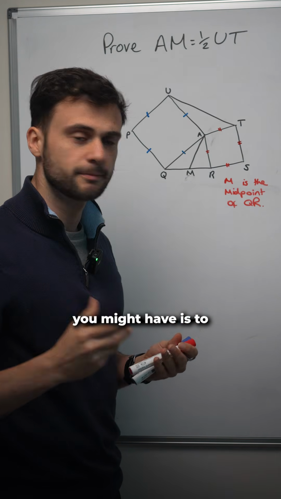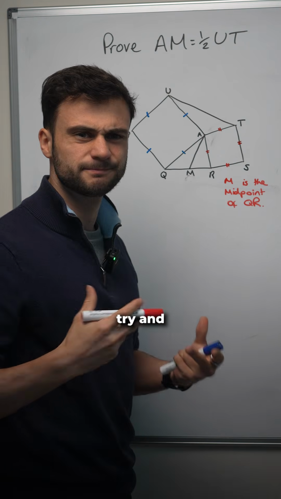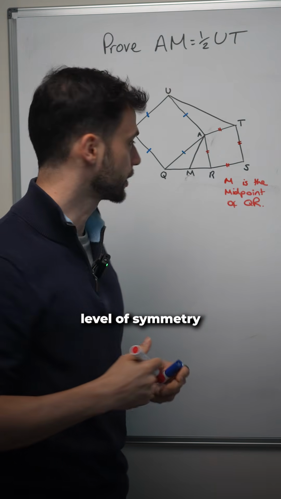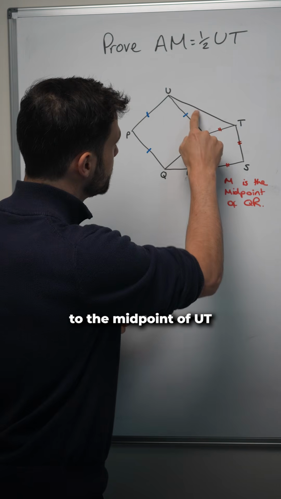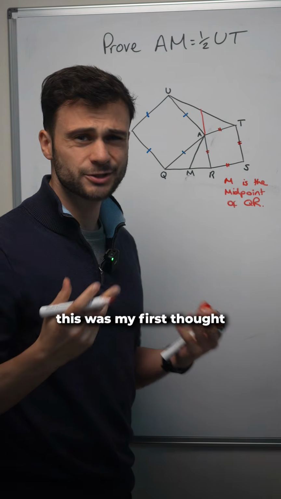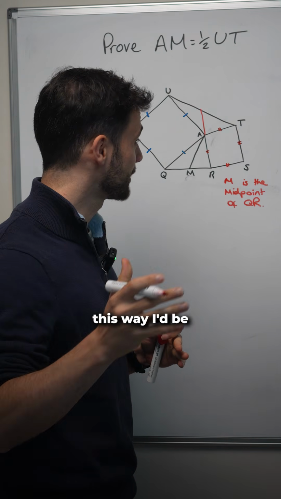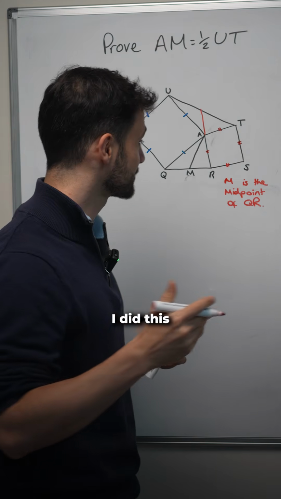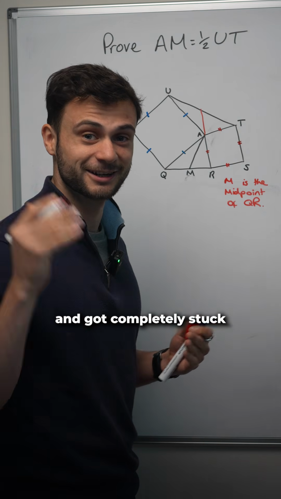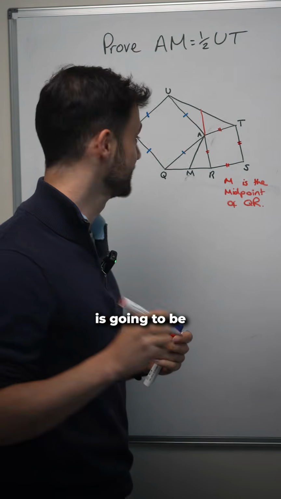So one idea that you might have is to try and create some kind of level of symmetry where we could join A to the midpoint of UT. And this was my first thought. If anyone can do it this way, I'd be very impressed, but I did this, looked at it for 20 minutes and got completely stuck, and a different approach is going to be necessary here.